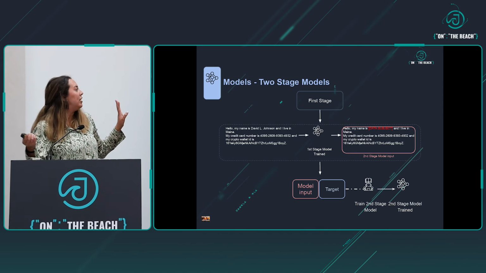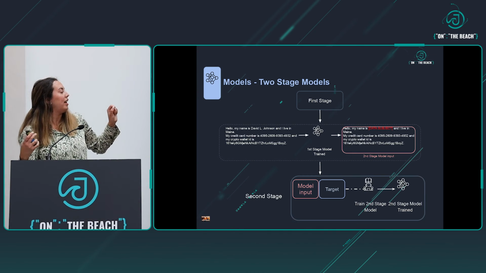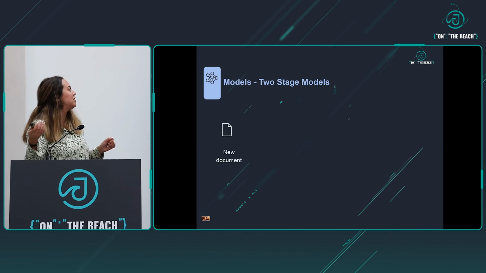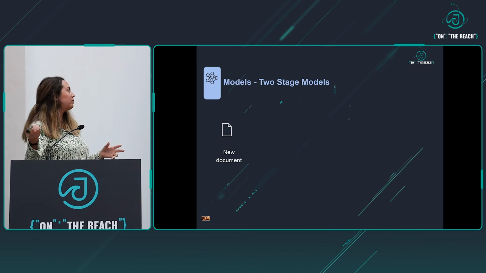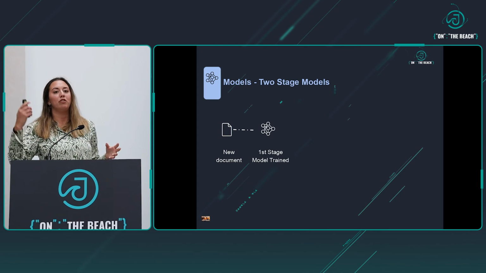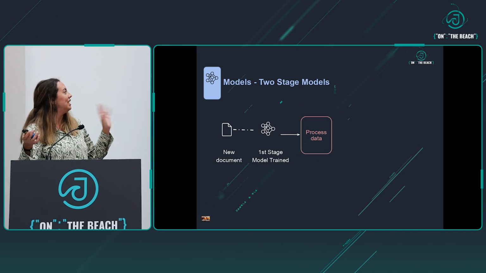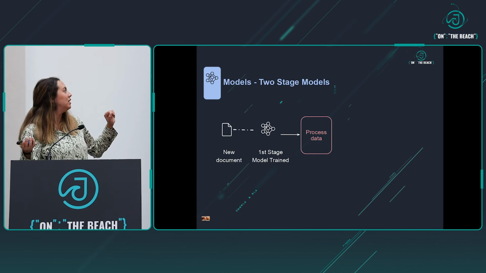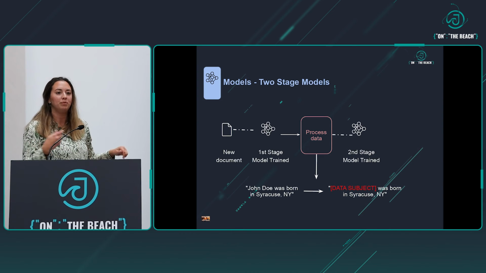So, with all this, then we had the inference. How was it going to look like? So this is what it would look like. We would have a document, we would extract the text, we would feed this text to the first stage model, which would process the data and indicate where the data subject was found. And the second stage model would take that and give us a prediction.